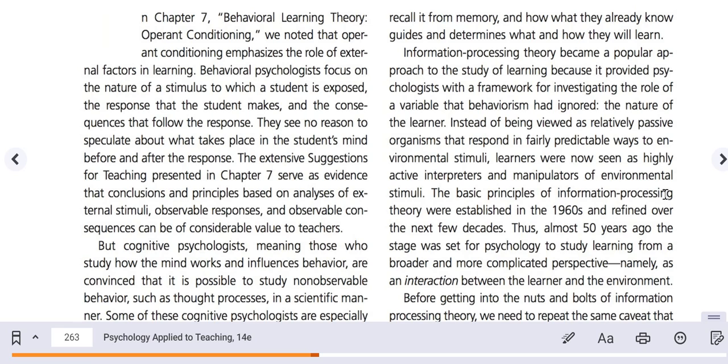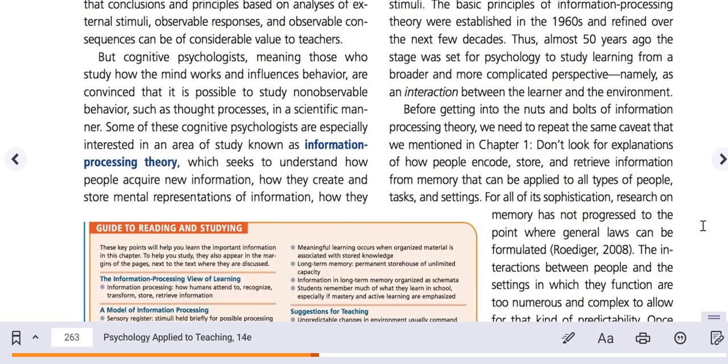The basic principles of information processing theory were established in the 1960s and refined over the next few decades. Thus, almost 50 years ago, the stage was set for psychology to study learning from a broader and more complicated perspective, namely as an interaction between the learner and the environment.